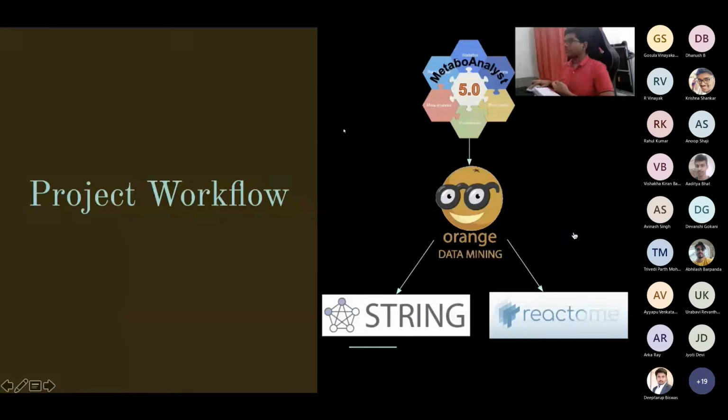So the project workflow will be: I'll initially use the data provided and put it into MetaboAnalyst to analyze different properties of the data and normalize it. After that, I'll use the normalized data in Orange to train different machine learning models to predict COVID positive or negative depending on the swab sample. And after that, I'll give the top identified proteins to STRING and identify top pathways using Reactome.